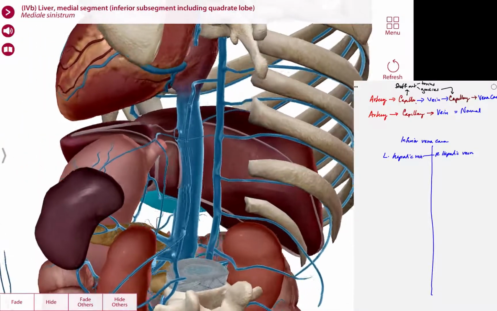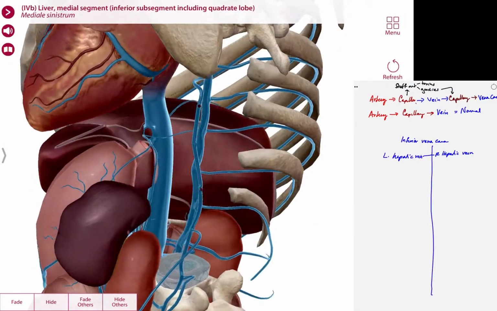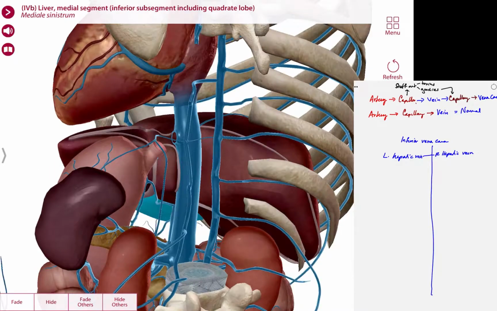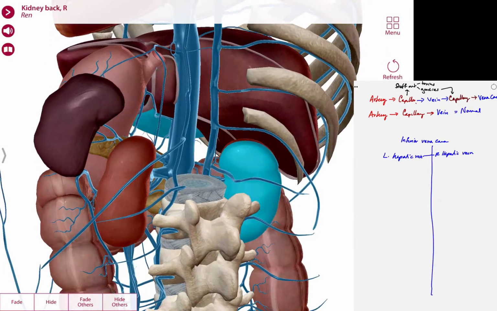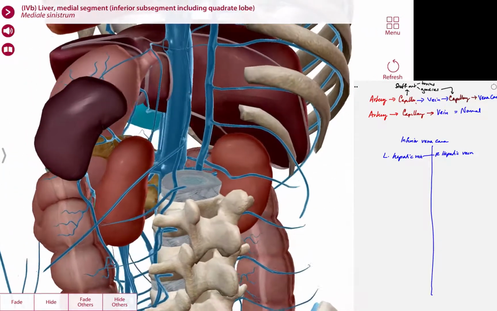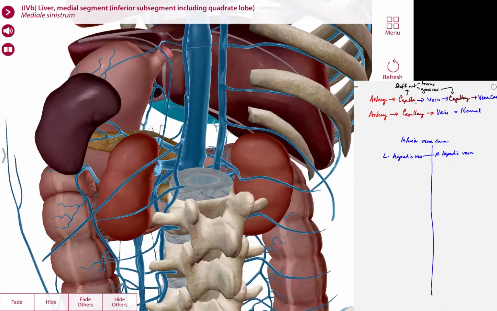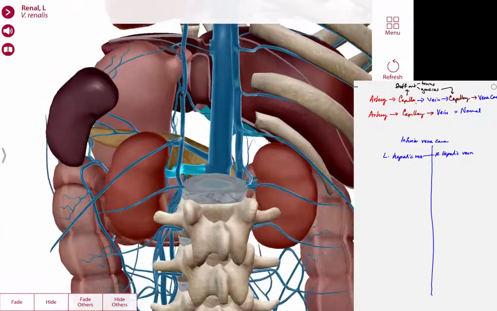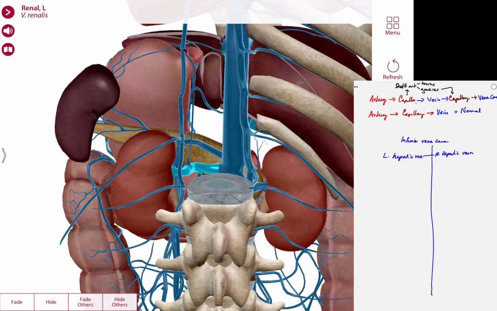Okay, continuing on down, our next branches of this inferior vena cava come out almost at the same level. Basically, we have the renal veins here and here.